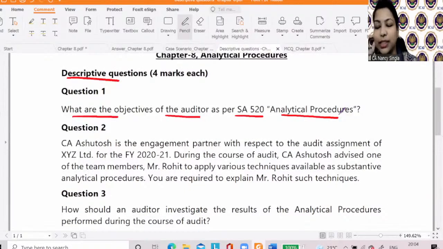Okay, so Tanu is saying one of the objectives is to obtain relevant, reliable audit evidence. Okay, and what is the second? That near the end of the audit, to design and perform analytical procedures. So let me just take you through the chapter.